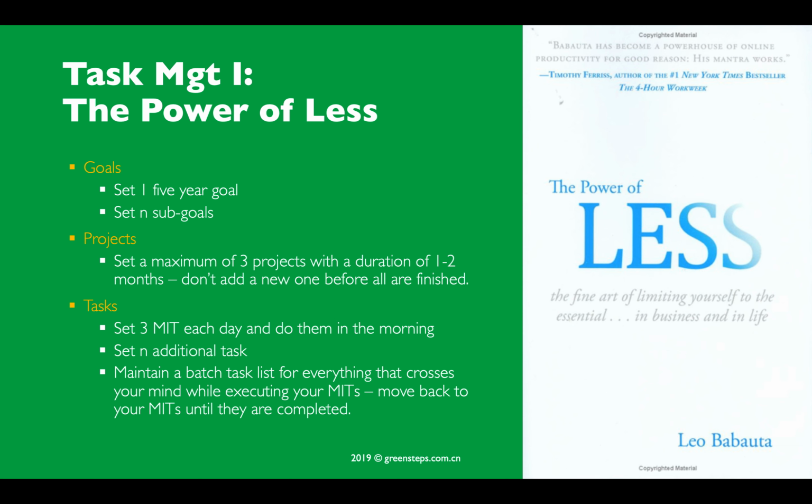And then we move even one step further, and this is now also the Trello level. We set 3 MITs, which we do every day in the morning. So what is an MIT? I think this is the core takeaway of this book. It's the most important task. This is really what you need to get done. Some people call it eating the frog. It's really what you should do in the early morning.